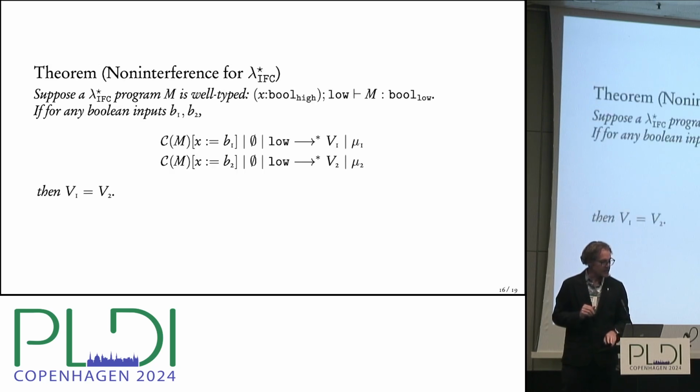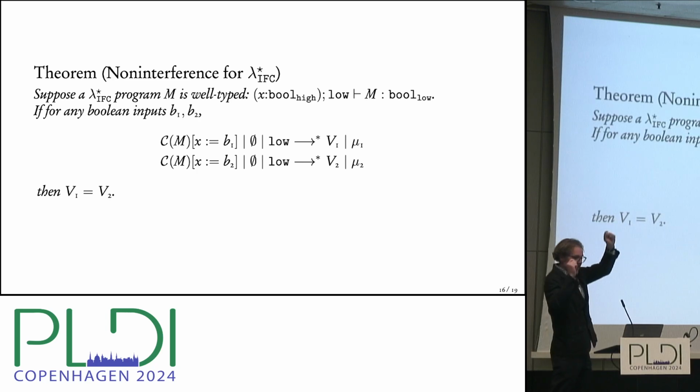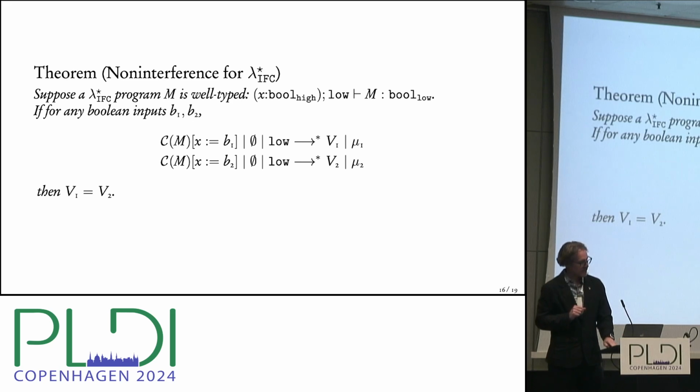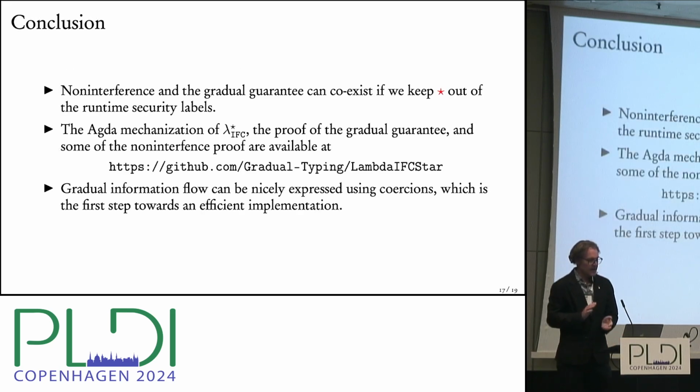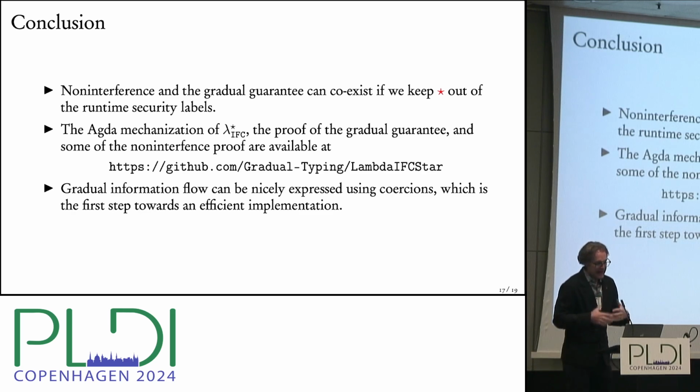And then there's also the non-interference proof, which of course says that if you have some high security input, which we're just representing as a free variable here, and you've got maybe different values of high security inputs, your low security output shouldn't change. So no matter what, you're going to get the same public output. We've proved that as well. So to conclude, the non-interference property and the gradual guarantee property can coexist if we just make this subtle change of keeping those unknown labels out of the runtime security labels on values.